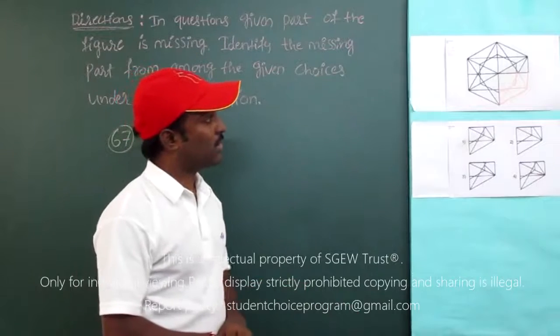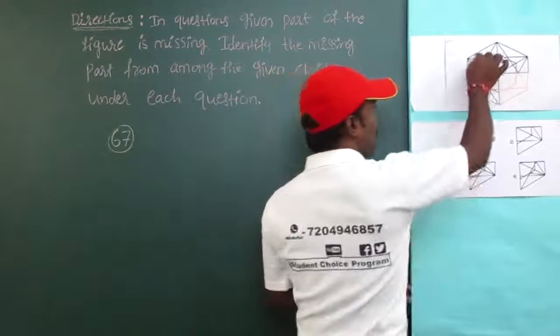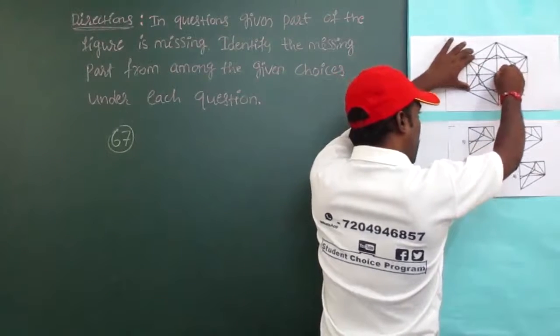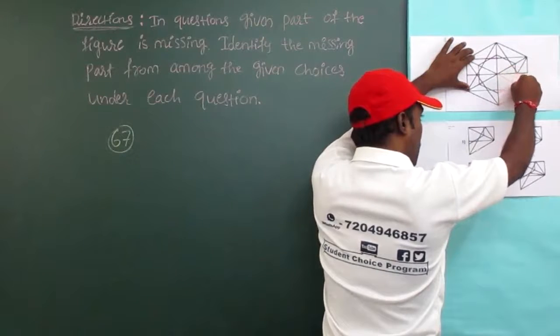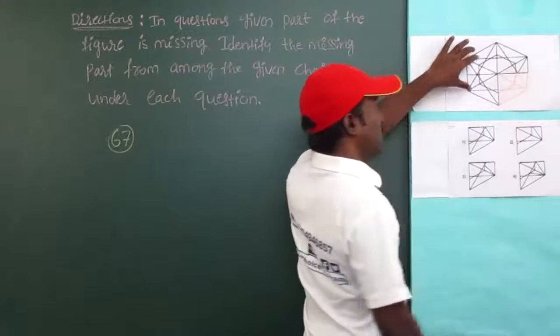Is there any part that I missed out? Yes, I missed a cross line. This cross line has to meet this point. So just complete this. Okay, now I completed the missing part.